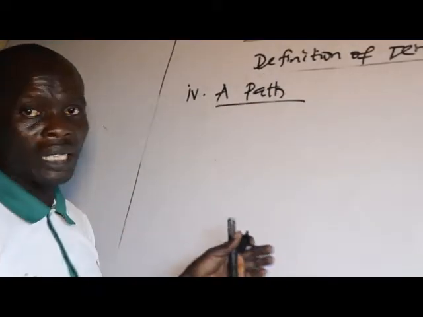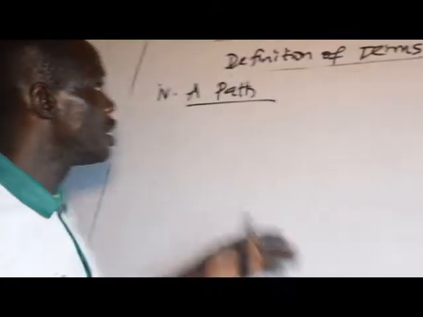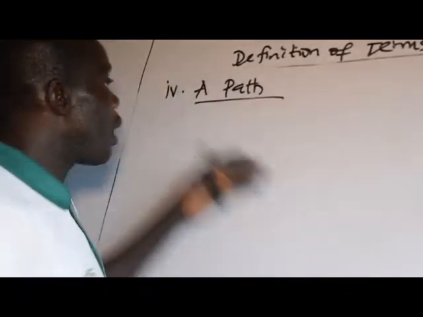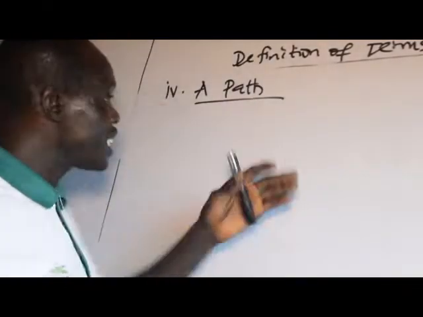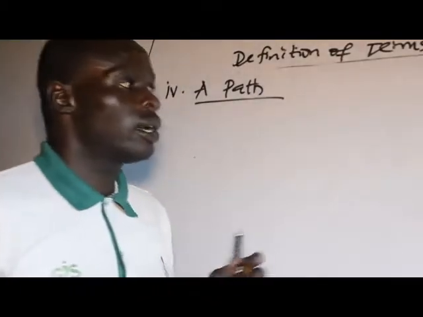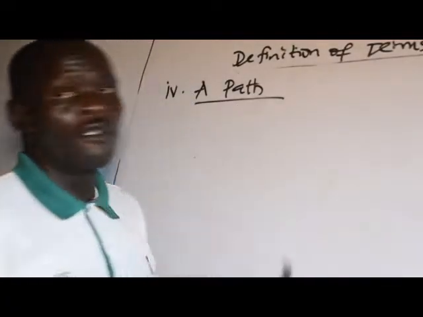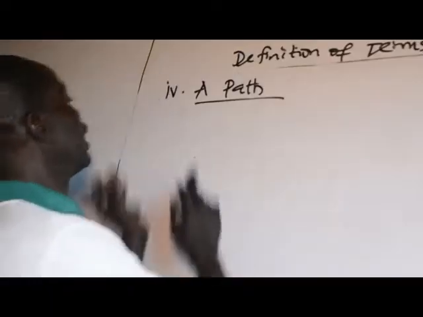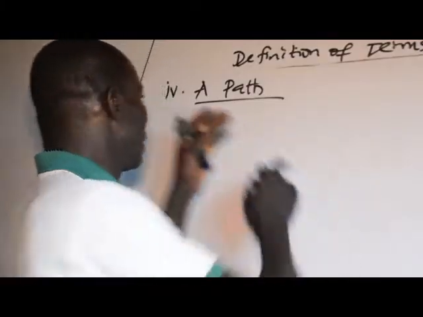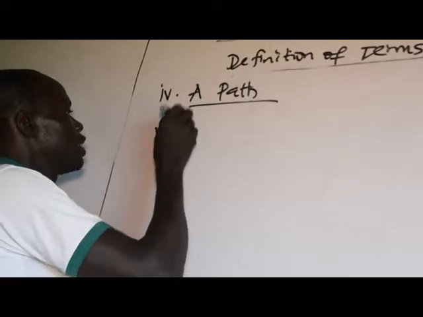The next term I'm going to examine is number 4, a path. What do you mean by a path in network diagram? A path of a network is a sequence of activities which will take off from the start to the end of the network. The sequence of activities that will take off from the start to the end of the network is said to be the path. Number 5, the critical path.